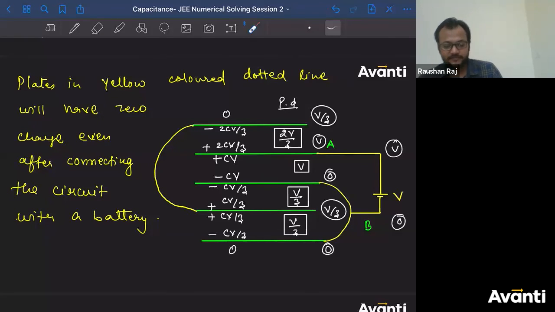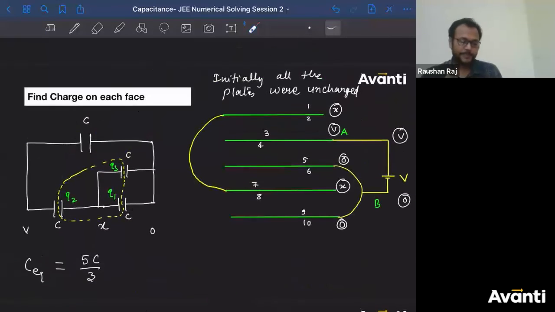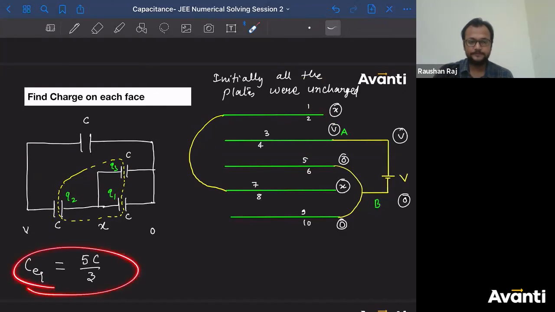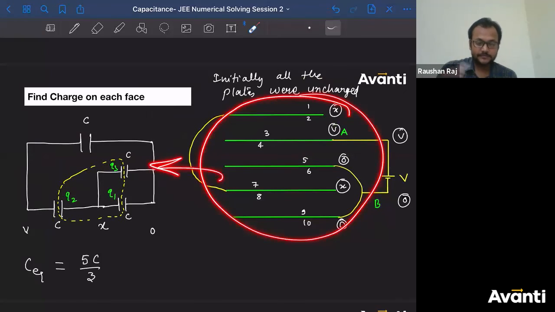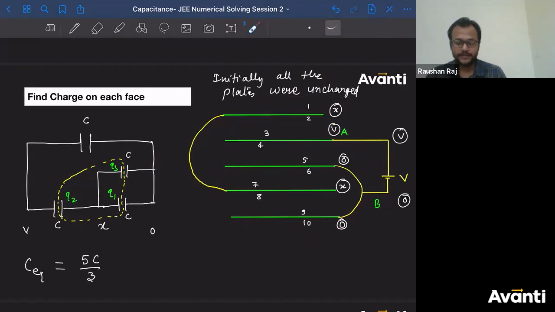What are the concepts we have used here? First, to find the equivalent capacitance C. Why do we need that? Because they ask what charge will appear on each of them. Secondly, you should be able to draw this as a simpler circuit diagram. You will have to do this. And after that, the third point.